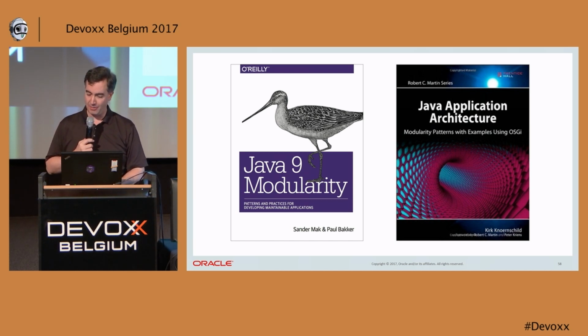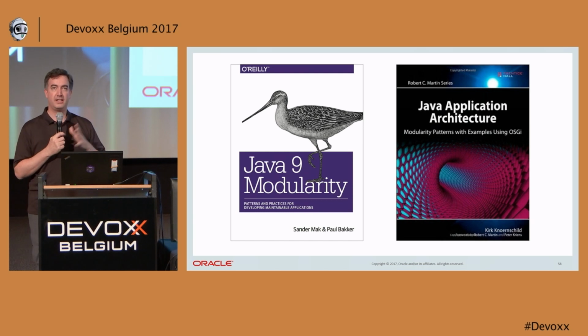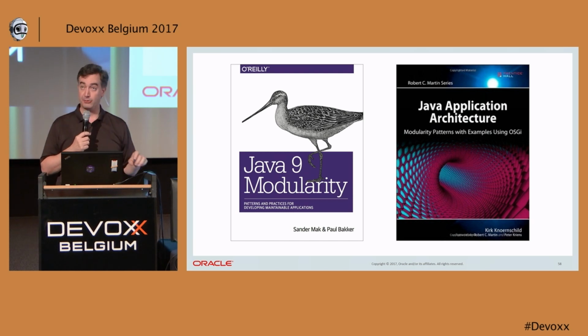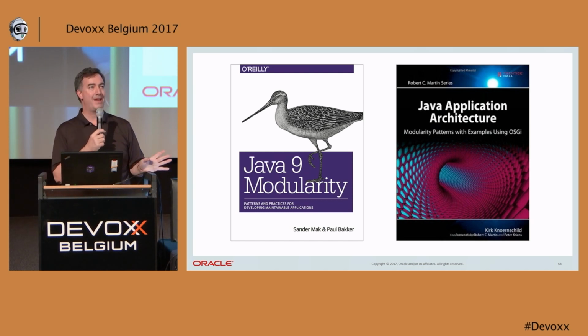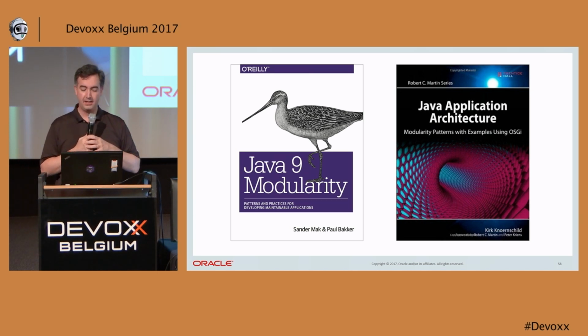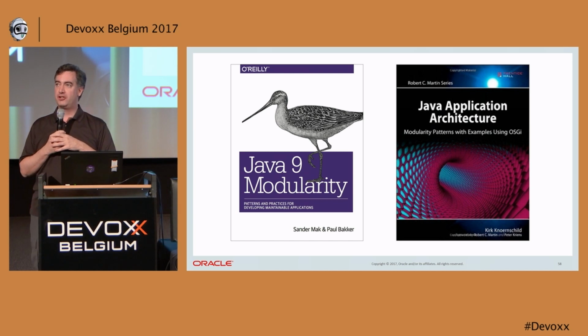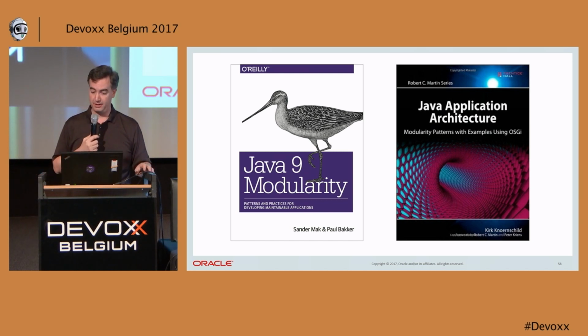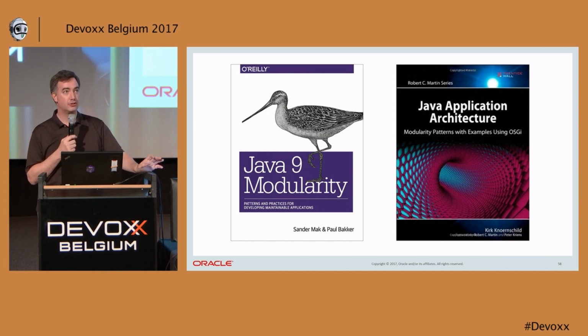If you're interested in this, I recommend 2 books. The first is Java 9 Modularity, out last month. It's a pragmatic walkthrough of the entire module system and the modular JDK. And the other book is Java Application Architecture from 2012. It's a principled look at constructing modular applications, and it has very good advice that applies whether or not you use the module system in JDK 9.